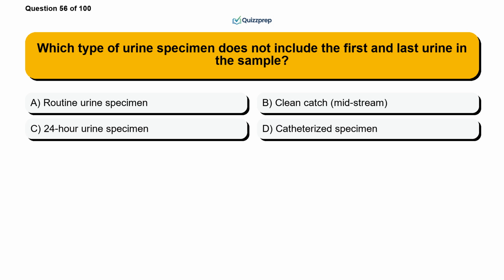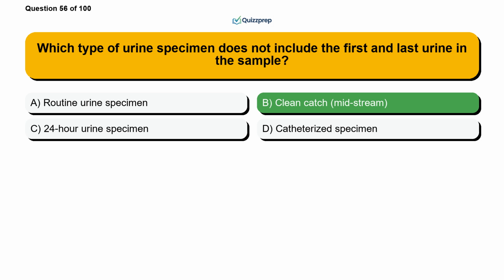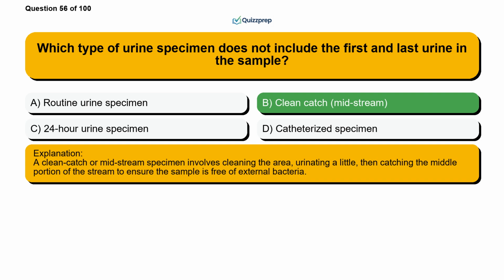Option A, routine urine specimen. Option B, clean catch, midstream. Option C, 24-hour urine specimen. Option D, catheterized specimen. The correct answer is option B, clean catch, midstream. A clean catch or midstream specimen involves cleaning the area, urinating a little, then catching the middle portion of the stream to ensure the sample is free of external bacteria.